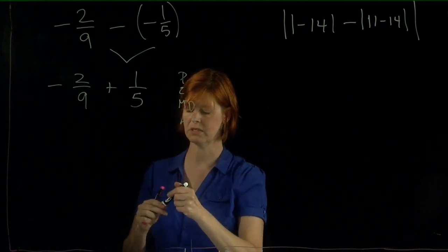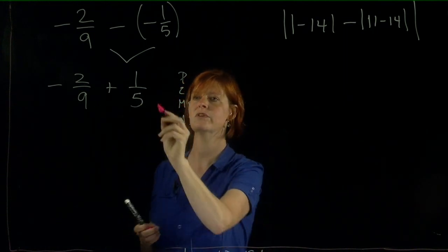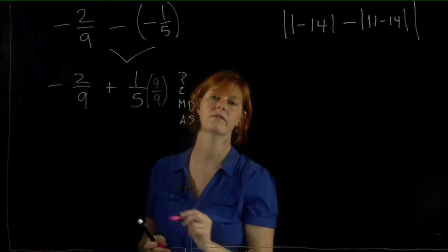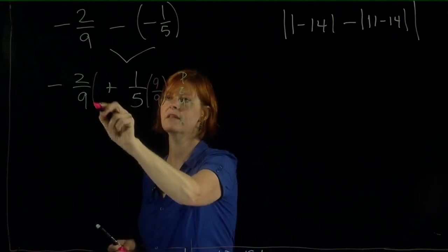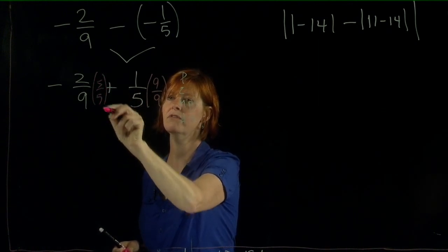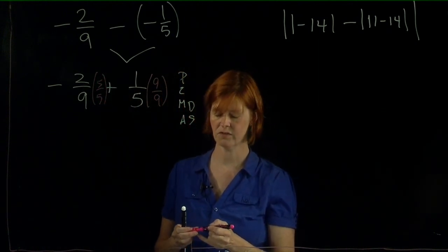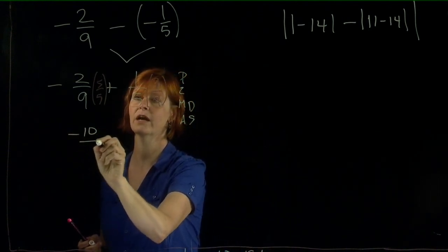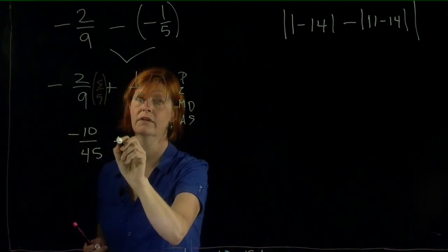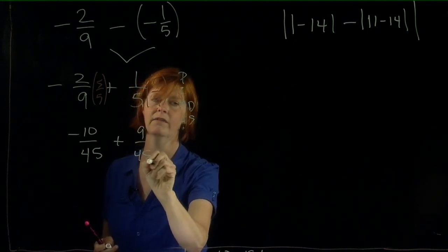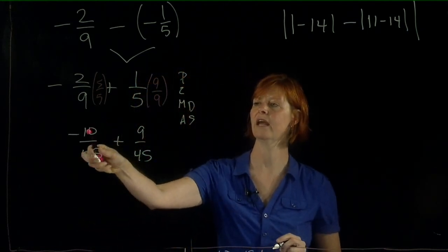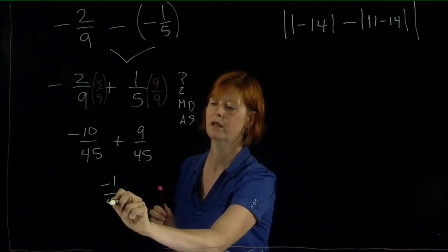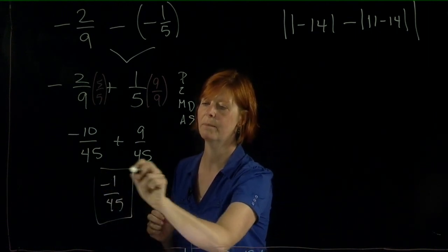This just needs a common denominator. Kind of breezing through this fast, but this should be a review. Multiply this one by 1 in the form of 9 over 9. Multiply this one by 1 in the form of 5 over 5. That'll give us that common denominator of 45. And on top, we've got negative 10 over 45, 9 over 45. Okay, negative 10 plus 9 on the top is negative 1. And we've got that 45 on the bottom.